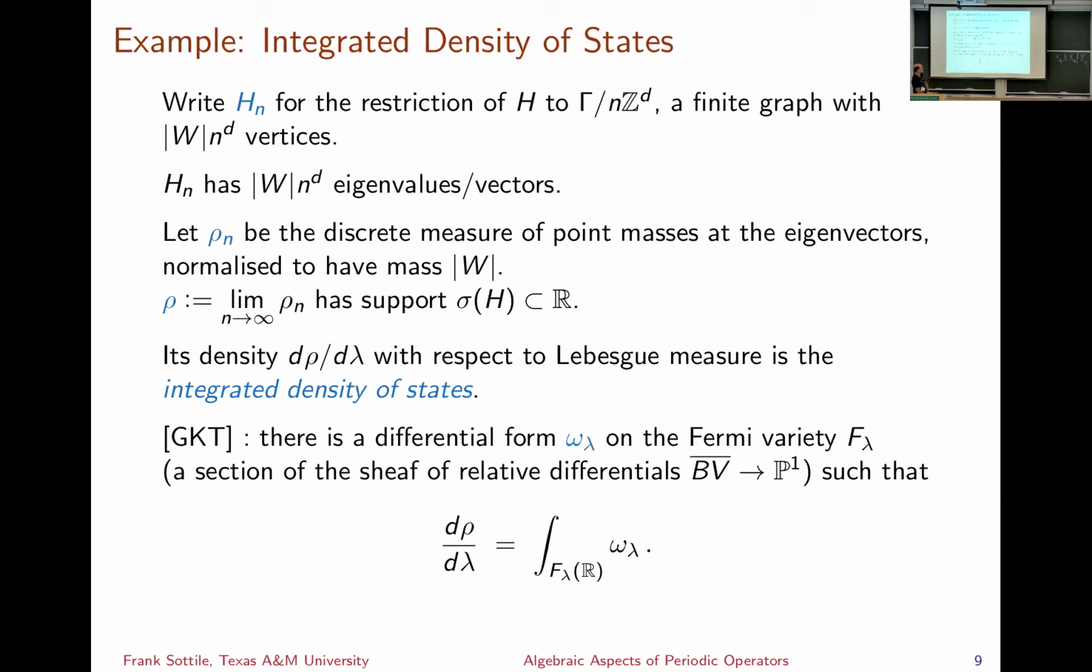Oops, every talk needs a typo. Eigenvalues, sorry. So that's a discrete measure, and you want to normalize it to have some mass. I'll take the mass to be the size of the fundamental domain that I start out with. And then you can take the limit as n goes to infinity, and you get a measure which is supported on the spectrum.